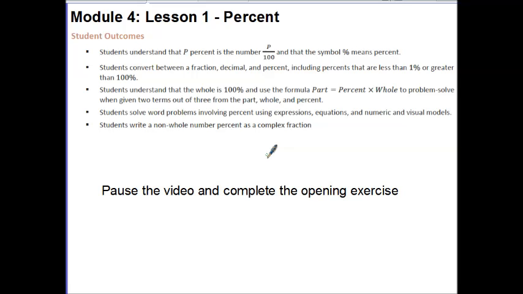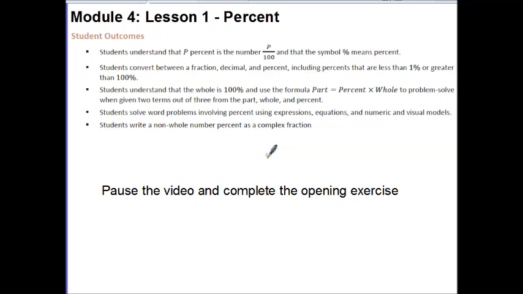Students understand that the whole is 100% and use the formula part equals percent times whole to problem solve when given two terms out of the three from the part, whole, and percent. Students solve word problems involving percent using expressions, equations, and numeric and visual models, and students write a non-whole number percent as a complex fraction.